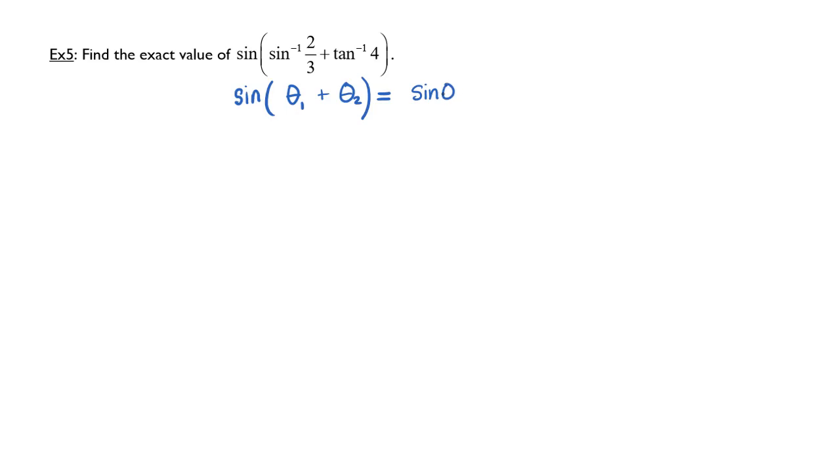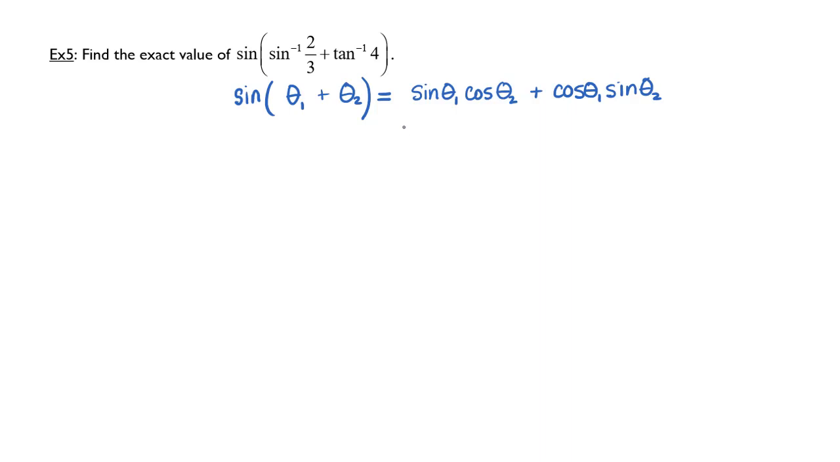And that formula is going to be sine of theta sub 1 cosine theta sub 2 plus cosine theta sub 1 sine theta sub 2. And you could rewrite these cosine and sine terms in different orders because multiplication is commutative. However, this is the standard generic formula for the sum of sine angles.